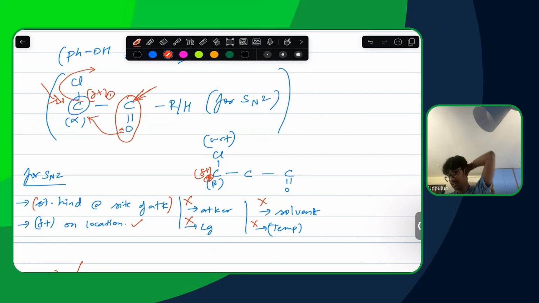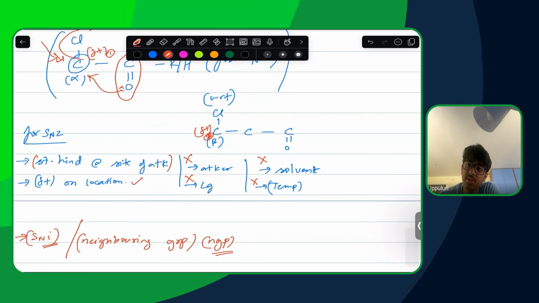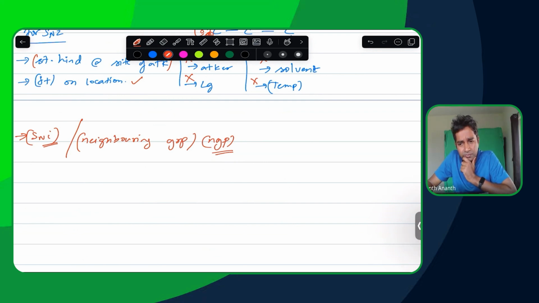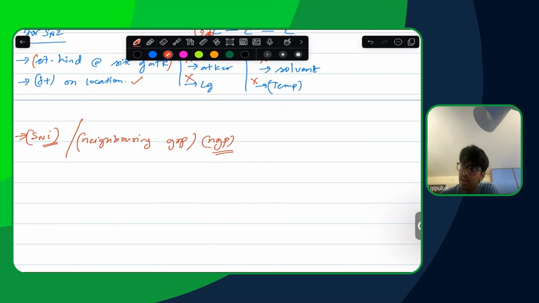Yes, sir. I had a doubt in NGP regarding this. Here, when carbon bonds with the oxygen, oxygen will get a plus charge, right? Temporarily, but it has an octet. Correct. Yes, but then how come the nucleophile won't attack the plus charge there? Why would it go for the delta plus?